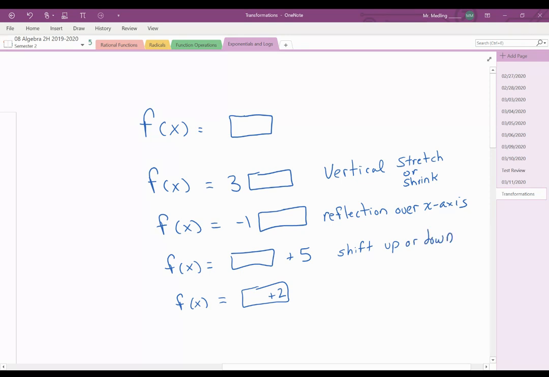And then finally, we could add or subtract things inside. So if I put +2 inside the function, that's going to move it left or right. Remember, it's backwards from what you expect. When it's plus, it's going to go left. When it's minus, it's going to go to the right.